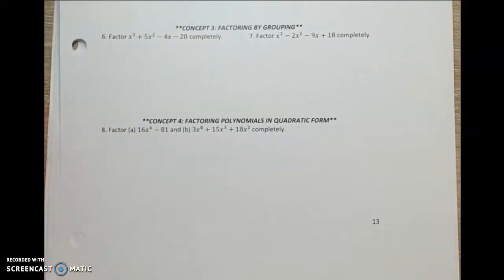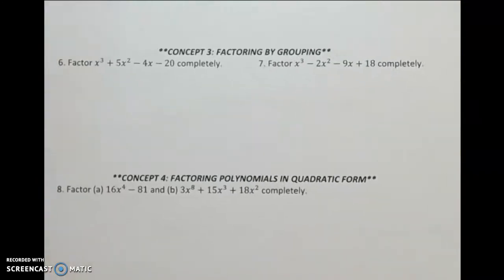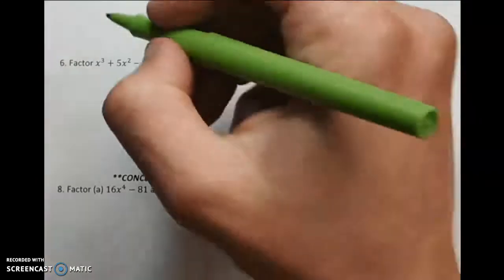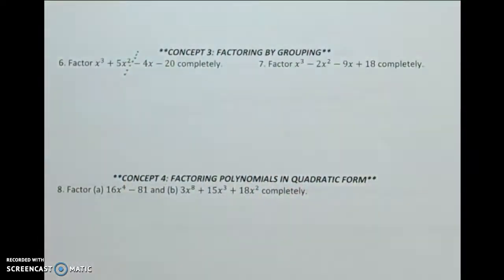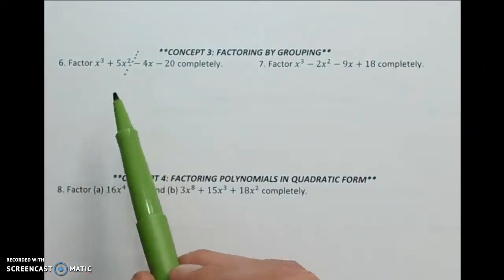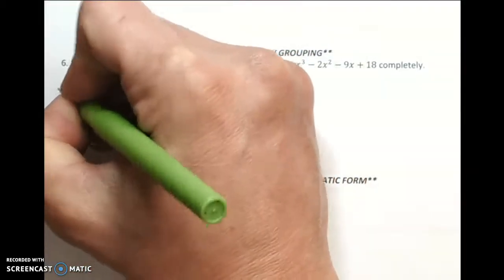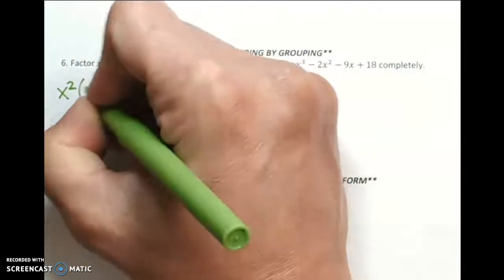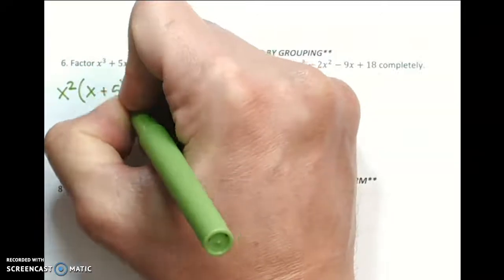Number 6. Okay, we have 4 terms, and when we factor 4 terms, we call it factor by grouping. What you really want to do is break up these 4 terms. I just cut it in half. I factor the greatest common factor of the first 2 terms and the greatest common factor of the second 2 terms. So if I look at the first 2 terms, x cubed plus 5x squared, x squared is my greatest common factor. Pull that out. X squared times x is x cubed. X squared times 5 is 5x squared.